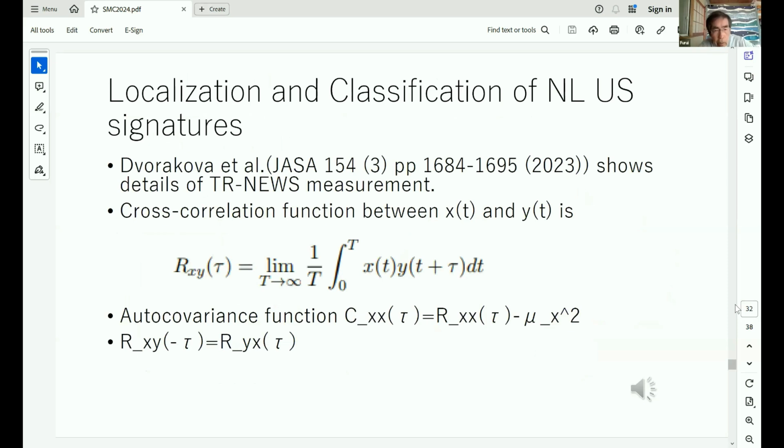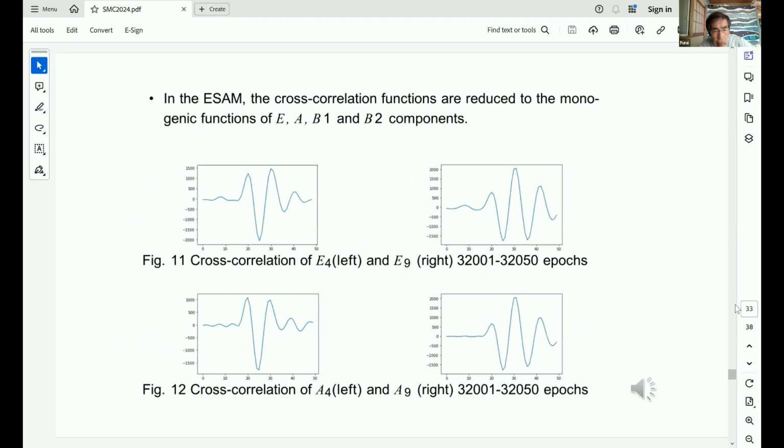Next slide. So TR news measurement details are given in Dvorakova et al. in this paper. And the cross-correlation function is given in this form, and the covariance function, and the property of cross-correlation is given in this form. And we are trying to measure these numbers. And these are the experimental results.